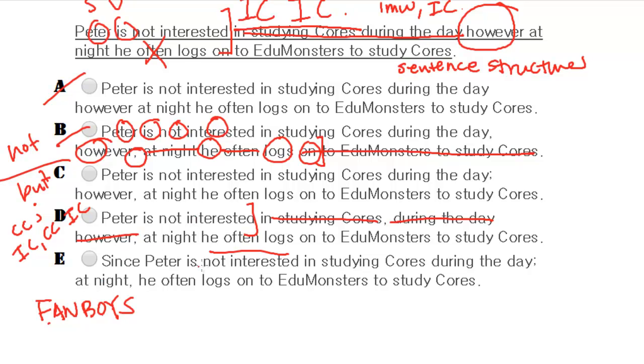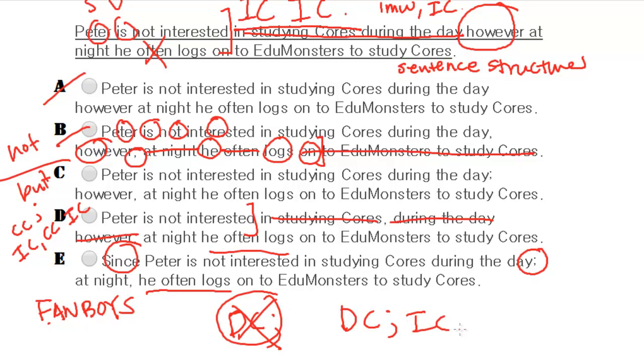What about E? Since Peter is not interested in studying the chorus during the day, is this a sentence? Yes or no? No, because of this word since. So this is a dependent clause. Peter is not interested. Yes, that's a sentence, but they give you what? A semicolon over here. So it's a DC, dependent clause, semicolon. If you check my lesson on sentence structures, there is no structure that has this. It doesn't exist. Yes, I know this is a sentence, but there is no DC semicolon IC. No, there is DC comma IC. Dependent clause, independent clause. So that doesn't work.